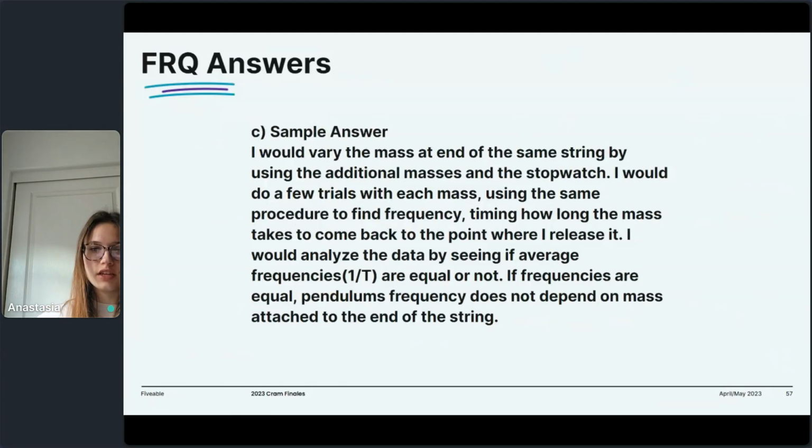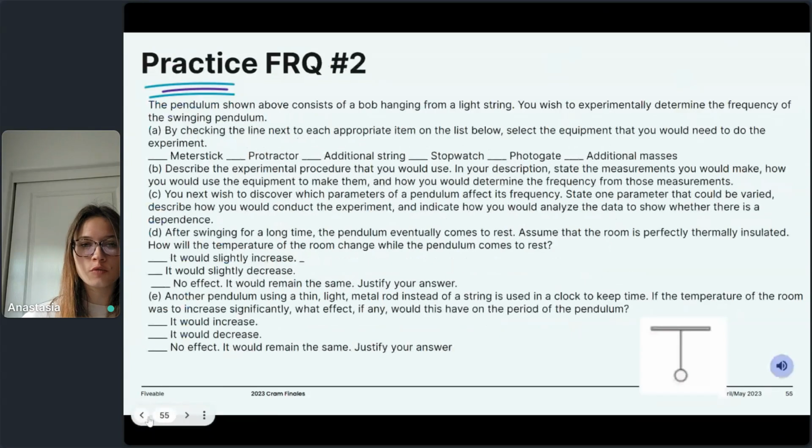All right, let's look at D. I think this will be the last one we're going to do. Back to the FRQ, please. There we go. After swinging for a long time, the pendulum eventually comes to rest. Assume that the room is perfectly thermally insulated. How will the temperature of the room change while the pendulum comes to rest? Would it slightly increase? Would it decrease? Or would it just remain the same? And also remember to justify your answer.